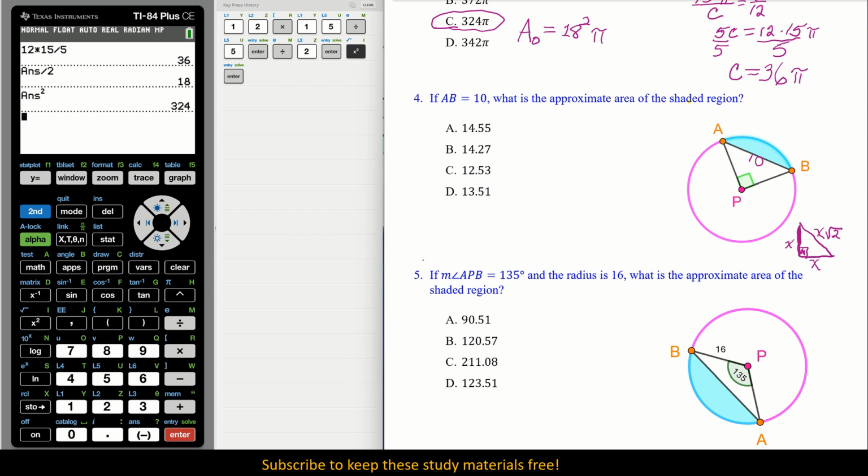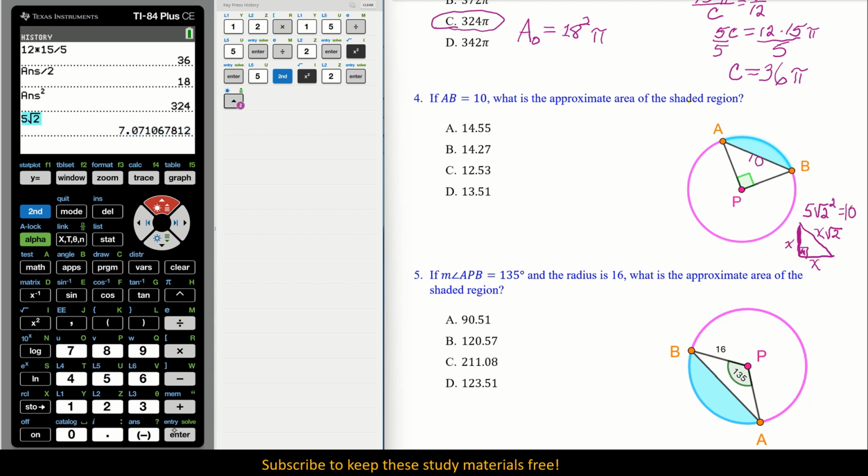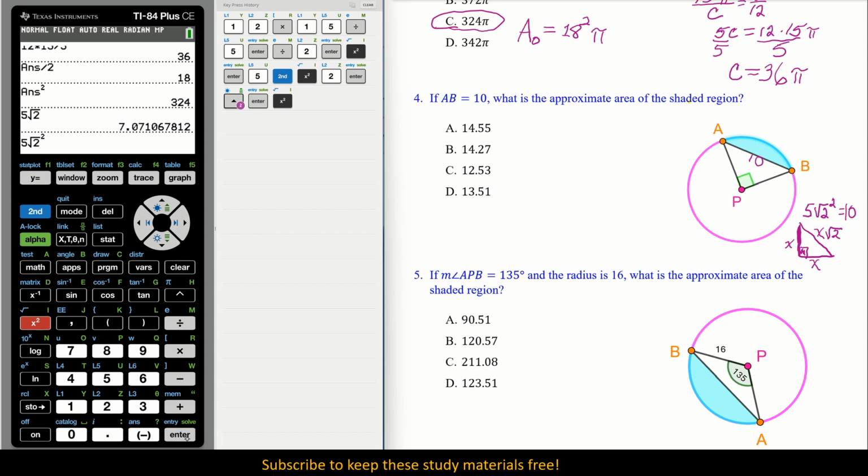Well, how does that work? Well, it works like this. 5 square roots of 2 squared equals 10. You put that in the calculator, it works, okay? So 5 square root of 2. Oh, I didn't square it. I'm sorry. Okay, let's go back up and grab it. And let's square the 2. There it is. Now that's 10, okay?